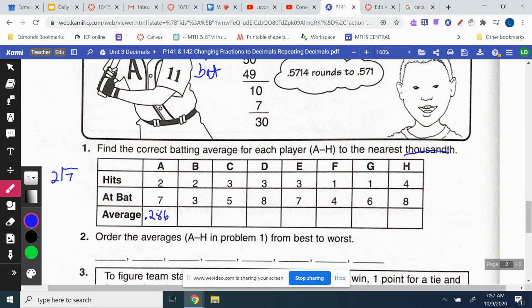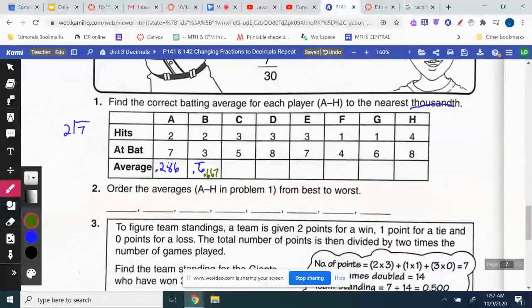So the average is 0.286. Well, we know from up above that 2 divided by 3 gives me a repeating decimal of 0.6. Or if you were to write it all the way to the thousandths, it'd be, and I'm going to write that in a different color so you can see it, 0.667, just so you can see that. Go ahead and find the decimal for these, and then they want you to order it.